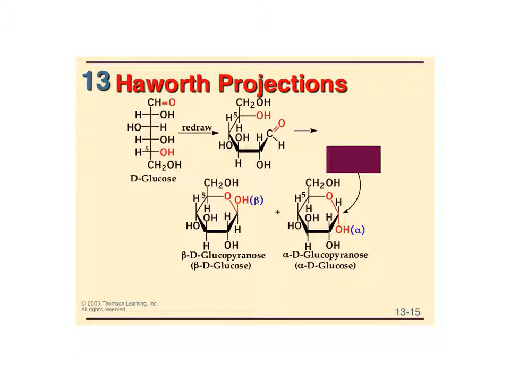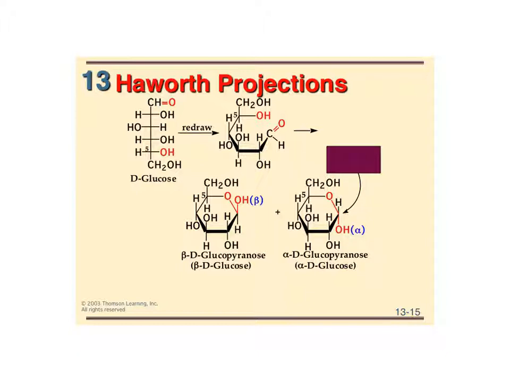Okay. And so if it's a 6-membered ring, it's called a pyranose, and I'll show you the reason why. Because it looks like pyran. If it's a 5-membered ring, it's called a furanose, because it looks like furan. So that's why, technically, RNA would be a ribofuranose.